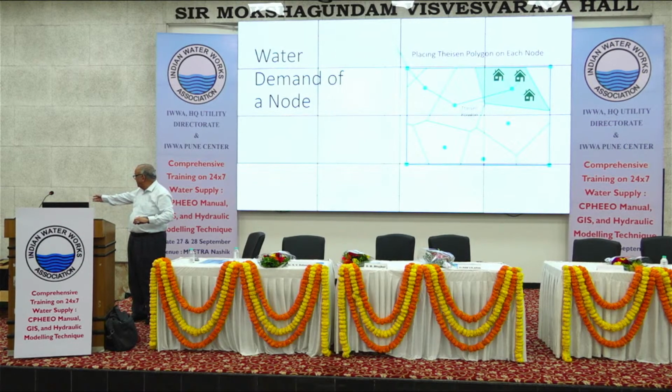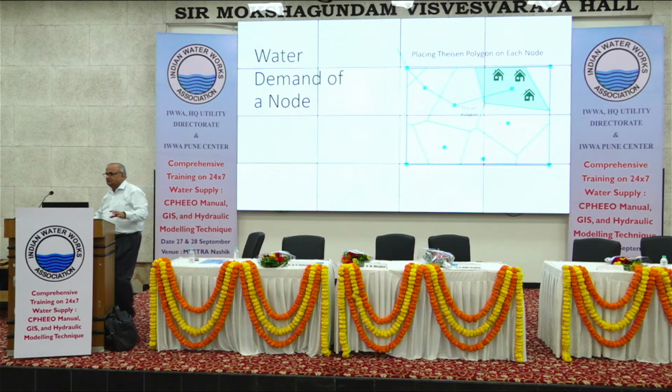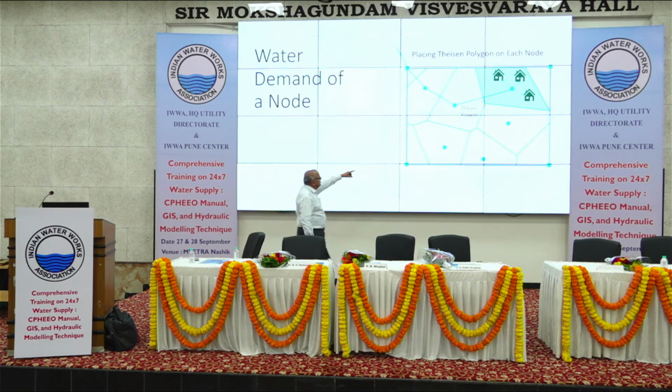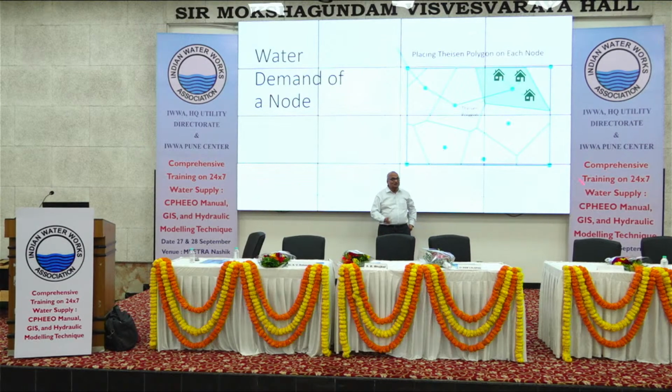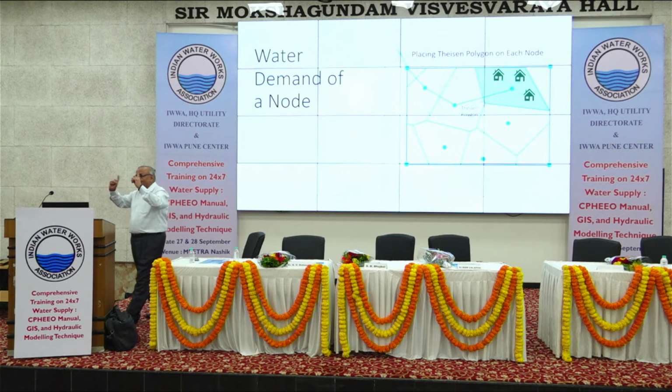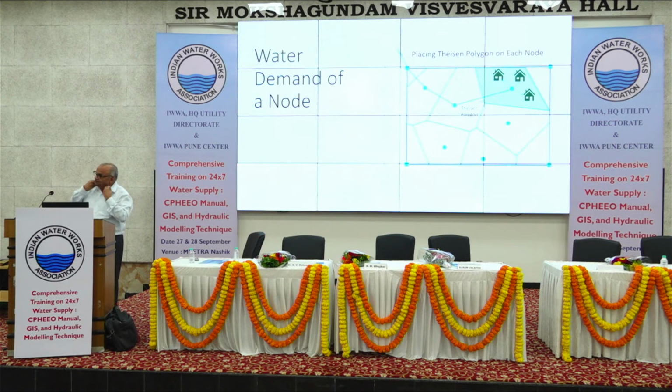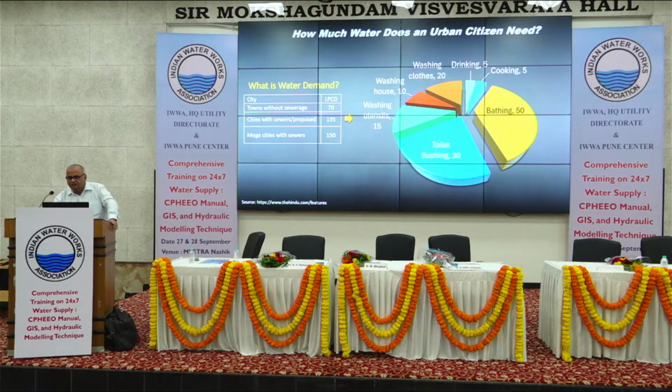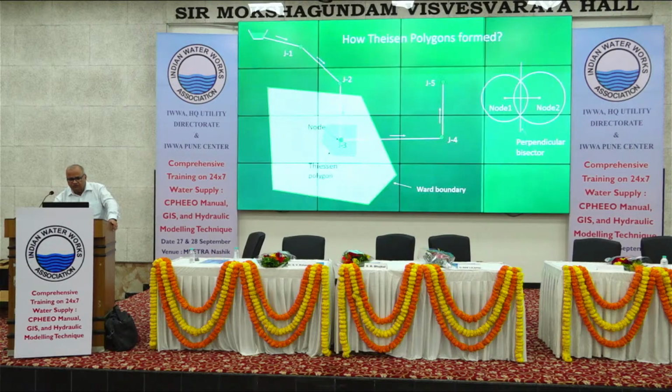You can see here, there are two nodes and the perpendicular bisector is this line. So for these polygons, each line is a perpendicular bisector of two adjoining nodes, and WaterGEMS does this automatically for you. And then this is the breakup of this 135.